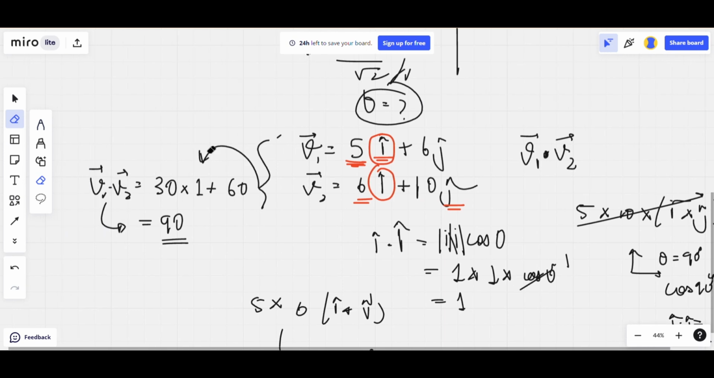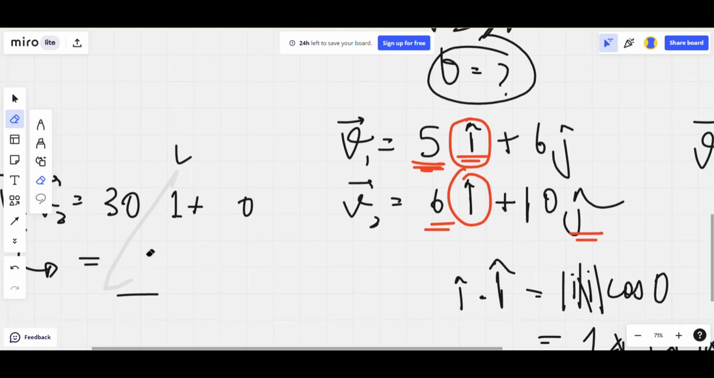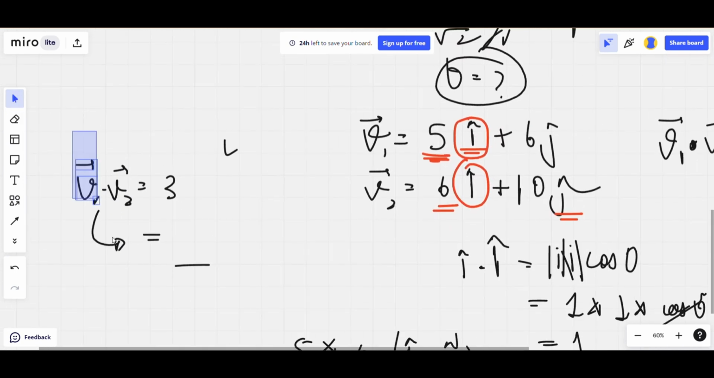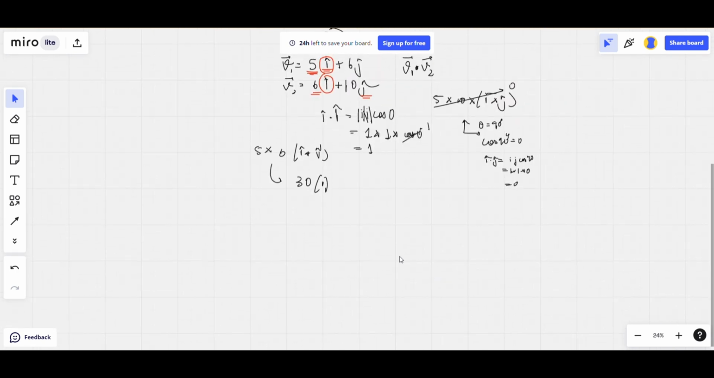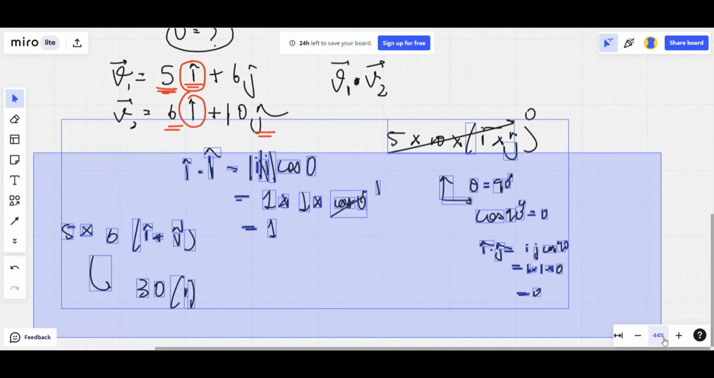Now if we want to talk about the cross product of these two vectors, then it gets a bit complicated, not gonna lie. But we'll talk about it.